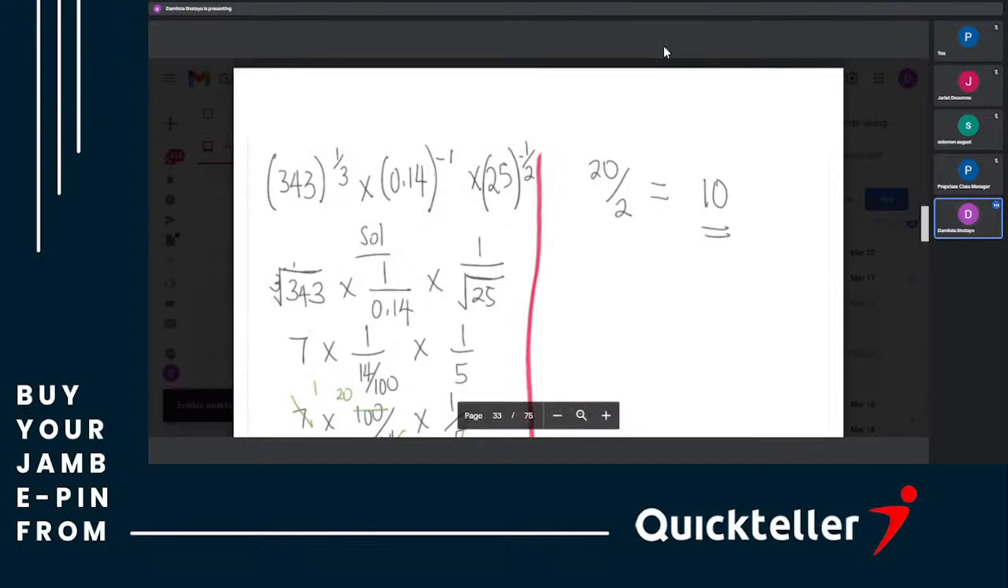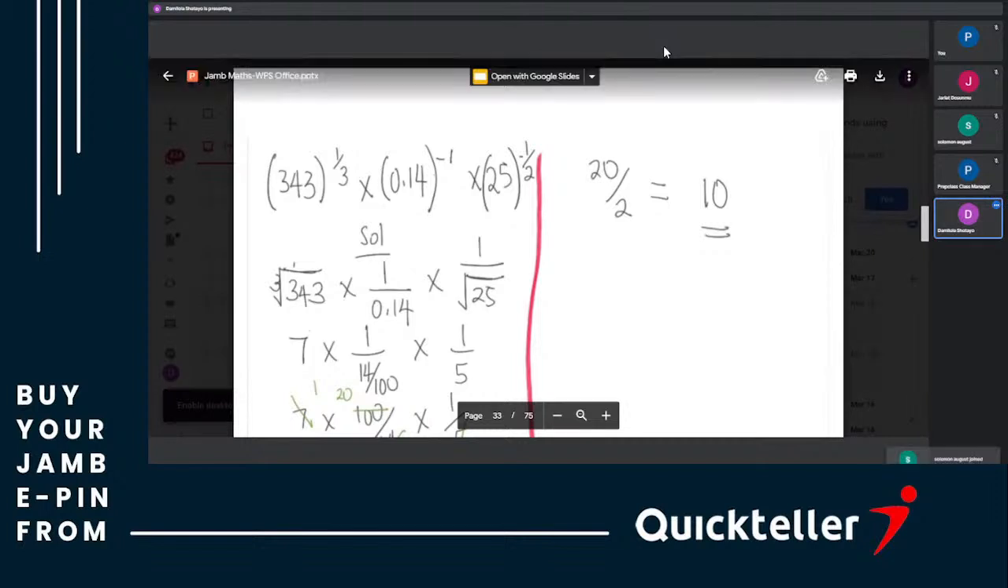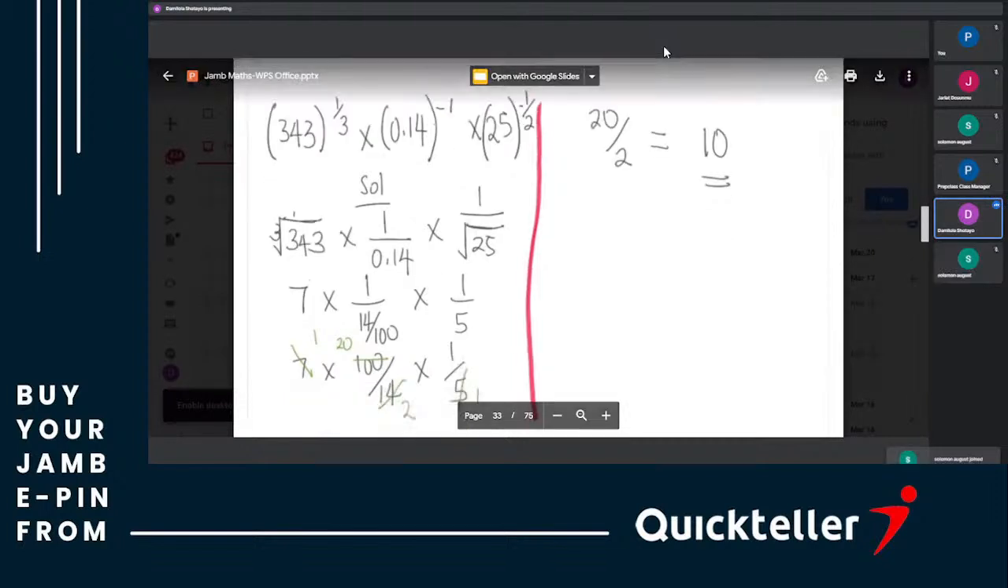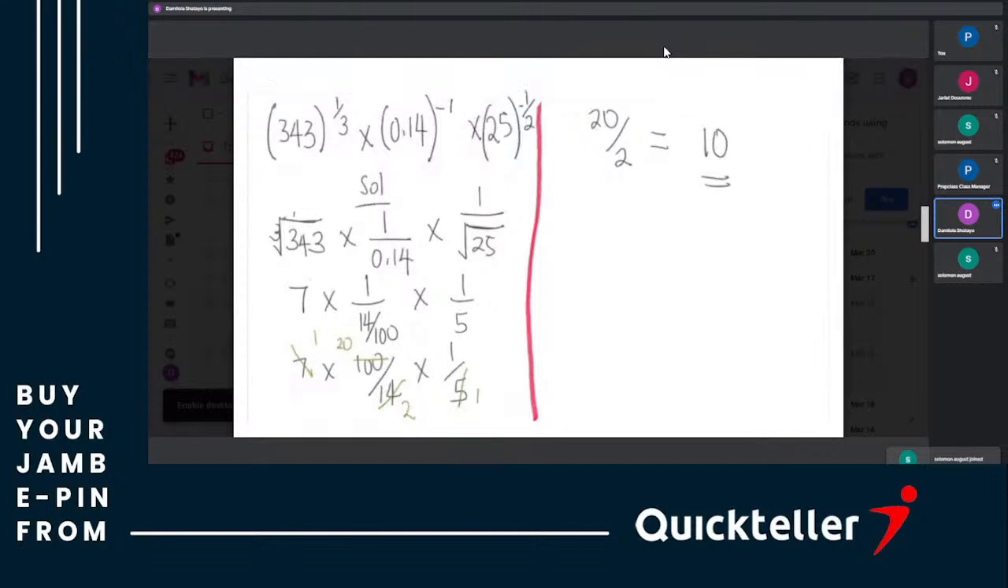That's not coming out. Sorry, but okay, let me scroll down. 100/14. So you will turn the fraction upside down. You have 1 over a fraction, and you have 1 over 14/100. You can see that it is division of a fraction. 1 over 14/100 will turn around to 100/14.